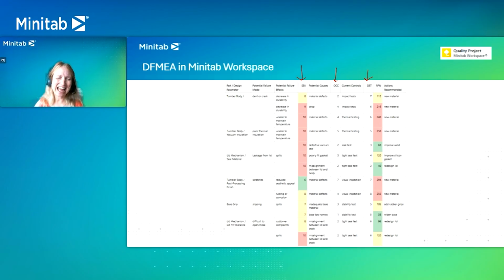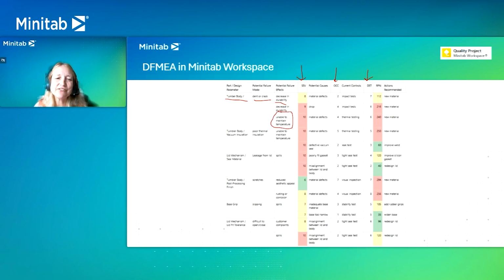We list out every possible thing that could go wrong. That's why it's considered a brainstorming tool, because we're actually thinking about everything that can go wrong. Here we're thinking about everything that could go wrong in our tumbler. So those are our potential failure modes. We look at what that causes. So if I have a dent or a crack in my tumbler body, that means it's going to be less durable. It also means it's unable to maintain the temperature.